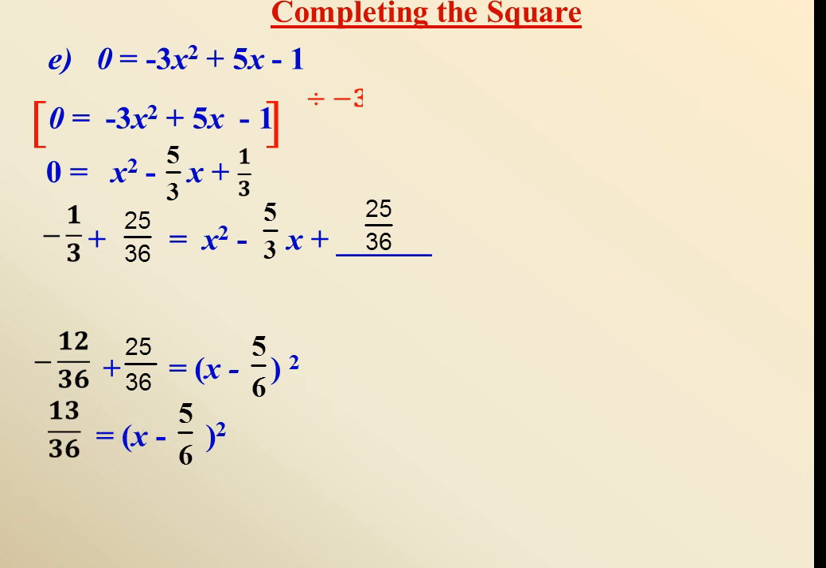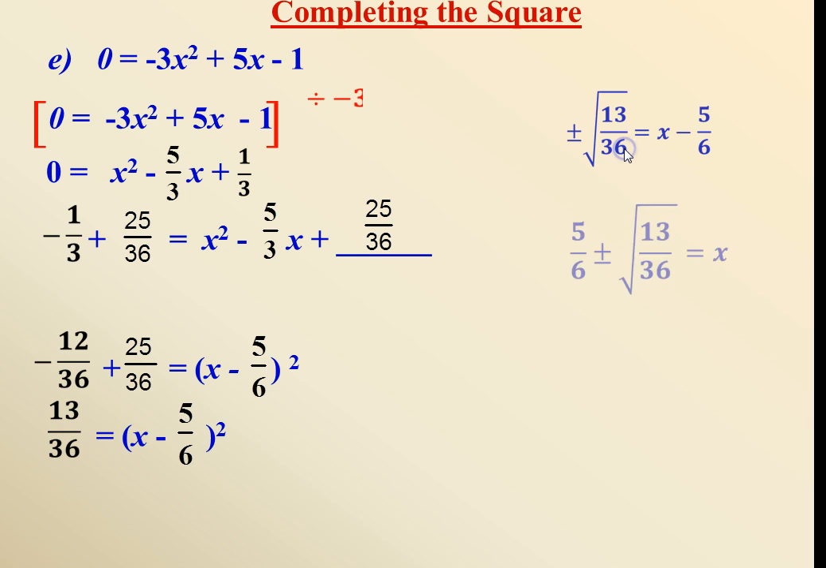And I now take the square root of both sides. Get rid of this exponent 2. Isolate the variable x. So square root of 13/36, make sure you include the plus minus, and that equals x minus 5/6. I now want to isolate the variable, so let's move the 5/6 to the right side, so that becomes positive 5/6. And at the same time, I can simplify this. That's radical 13 over radical 36.